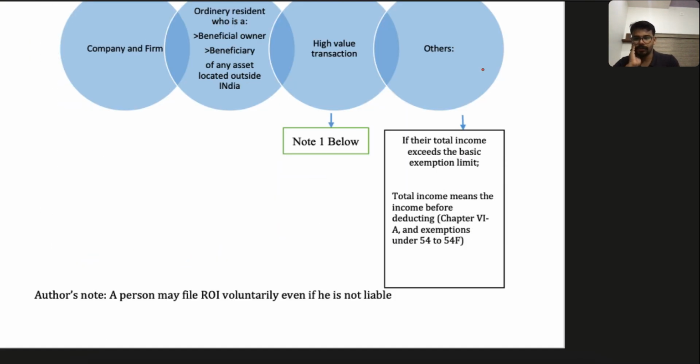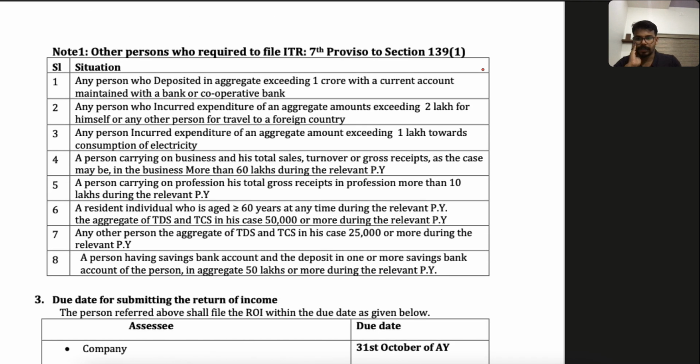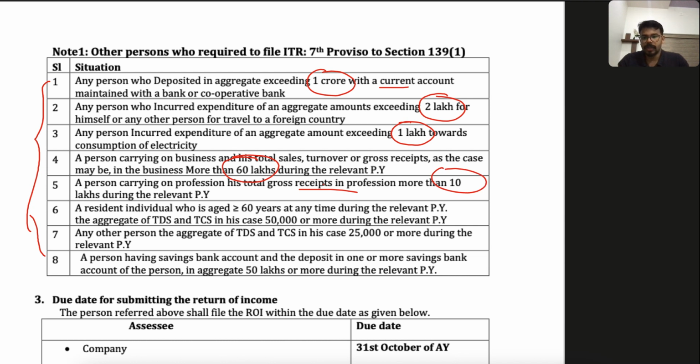Then in case of return of income, we have a few amendments. I think all of you might be aware of these things, right? So these people also have to submit the return of income: those who deposited 1 crore in a current account, or spent more than 2 lakhs on a foreign trip, or have electricity expenditure of more than 1 lakh, or a person carrying on business whose total sales is more than 60 lakhs, or a person in profession having more than 10 lakhs, a resident individual whose age is more than 60 years at any time, and the aggregate TDS and TCS is more than 50,000, and for any person the aggregate TDS and TCS is 25,000.